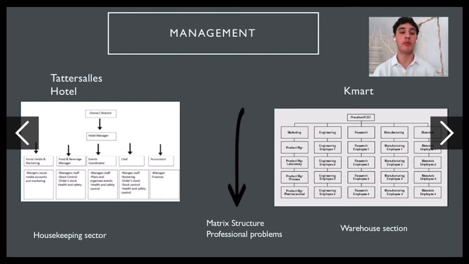So as we can see on the left image, Tattersalls Hotel is within the hotel industry. So they need professional employees to be in the restaurant of the hotel, to coordinate all the events, and also an accountant. On the other side, we can see that Kmart needs professionals for engineering, research, manufacturing, and also materials.